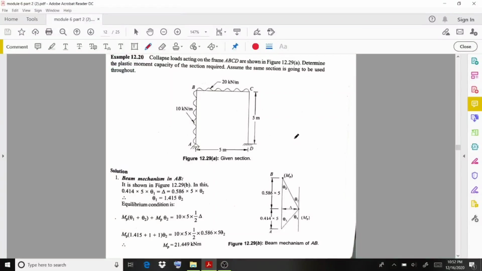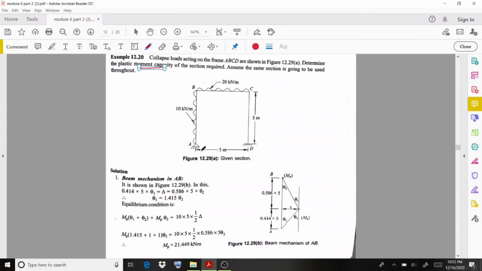Welcome back to a new video lecture, and here we discuss a problem related with the kinematic method on frames. Here it is mentioned that collapse loads are acting on the frame ABCD as shown in the figure. Determine the plastic moment capacity of the section required. Assume the same section is going to be used throughout. Our final aim is to calculate the plastic moment capacity.